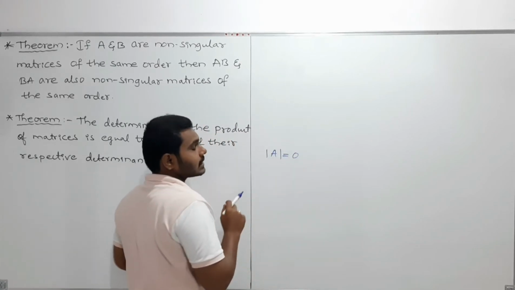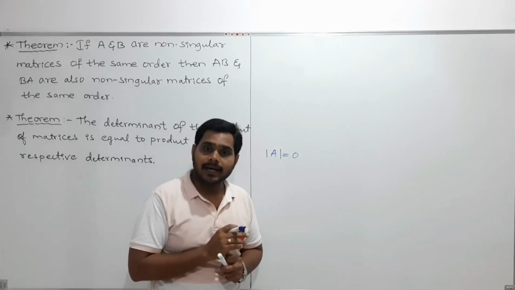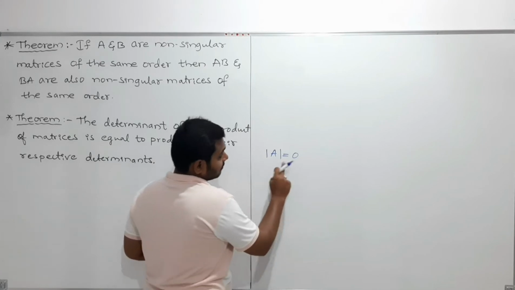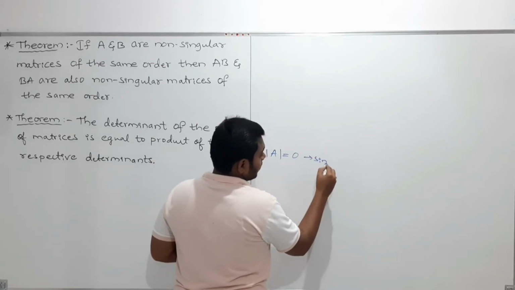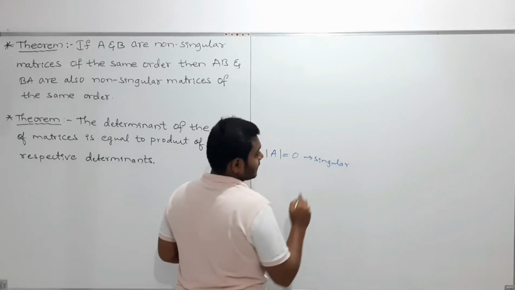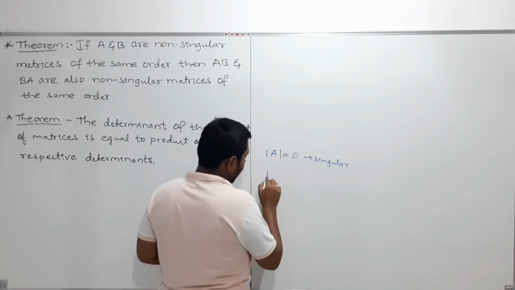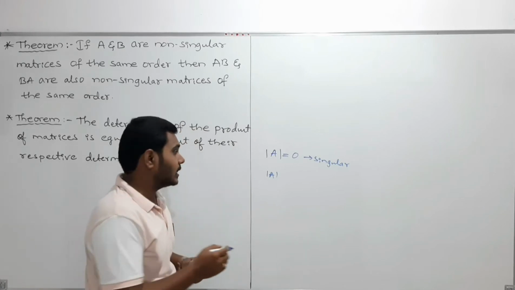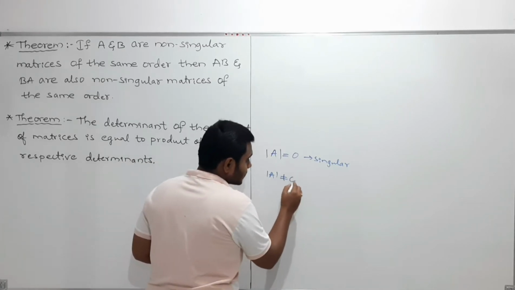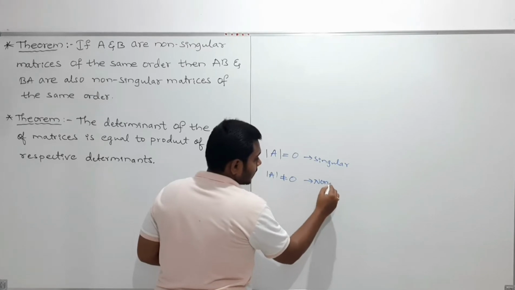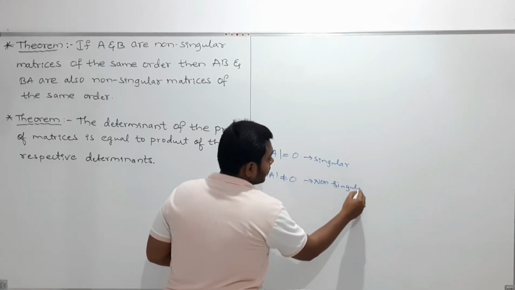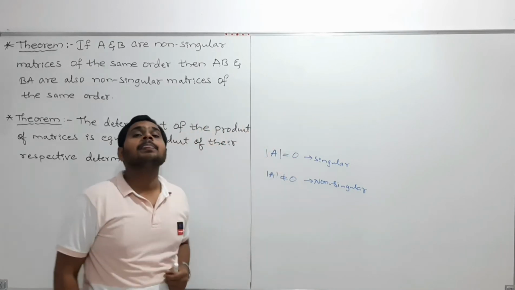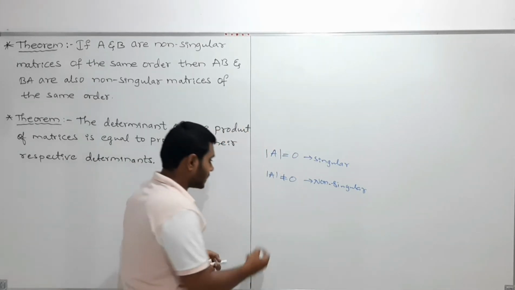So if A is a square matrix, then A is said to be singular if the determinant of A is equal to 0. Then we can call the square matrix A a singular matrix, and a square matrix A is said to be non-singular if the determinant of A is not equal to 0. Then we can call it a non-singular matrix. Clear? So these are the two concepts I discussed in the previous videos, and also I discussed one theorem.